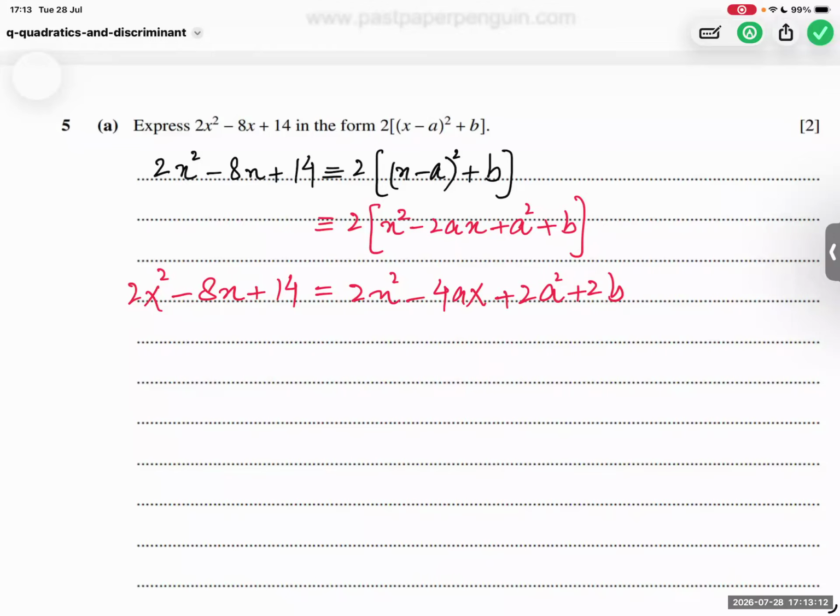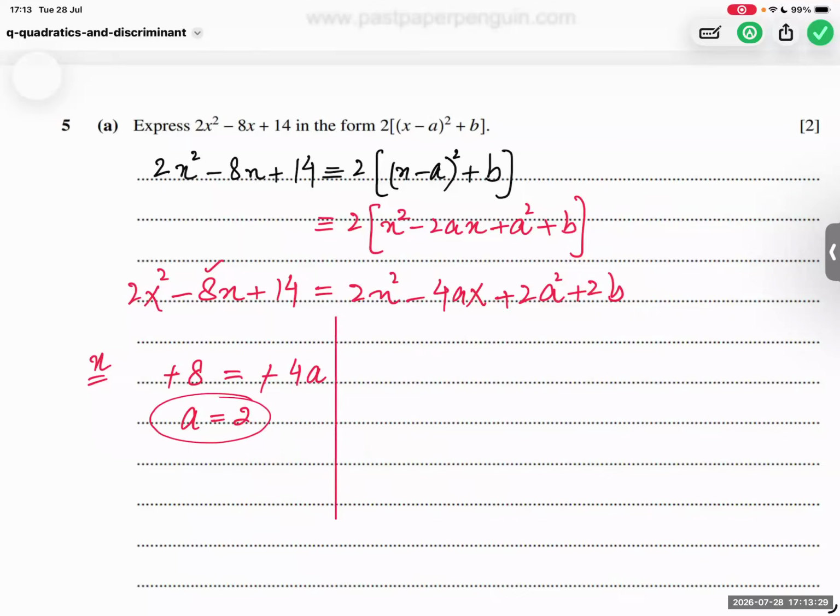I think we don't need to compare for x squared. So let's compare it for x. Now on left hand side, it is negative 8 for x. And on right hand side, that is equal to negative 4a. Now you can say value of a is 2, right?